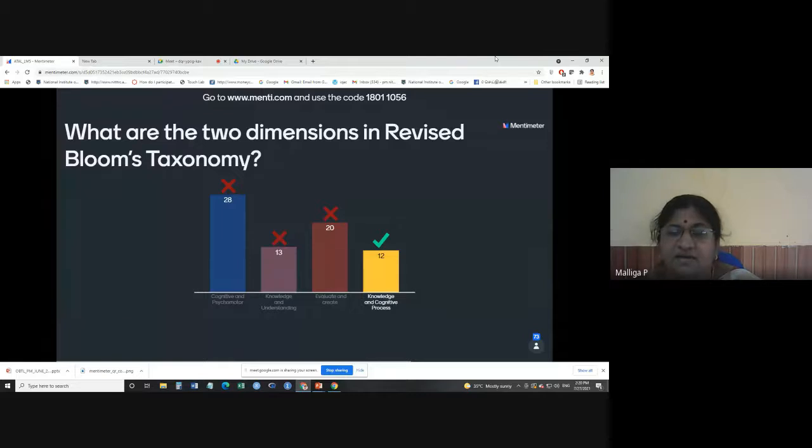Here, this is the catch. In the revised Bloom's taxonomy, you have two dimensions called the knowledge and cognitive process. Only 12 people have given the right answer. So in the revised Bloom's taxonomy you have some changes. That is the two dimensions. One is the knowledge dimension. Another one is the cognitive process dimension. Great to know, right?